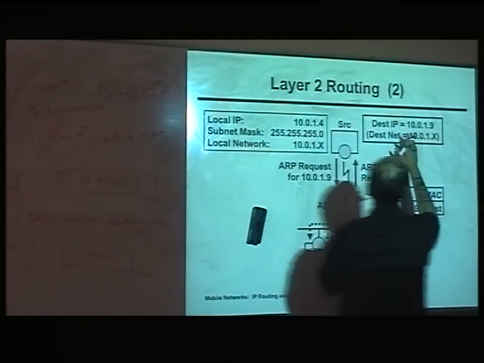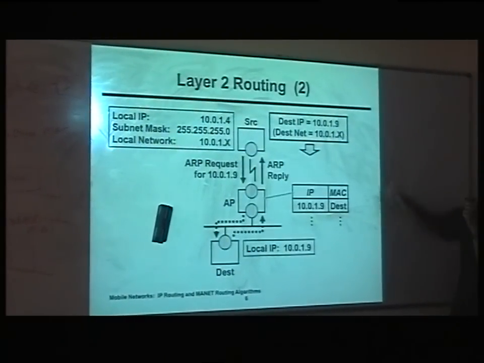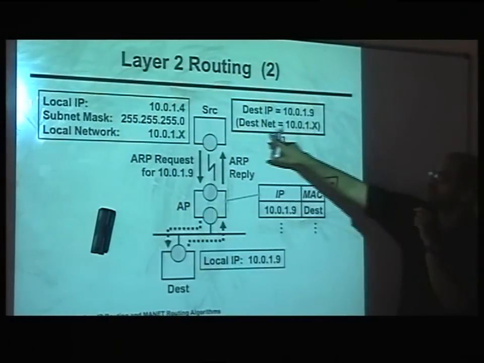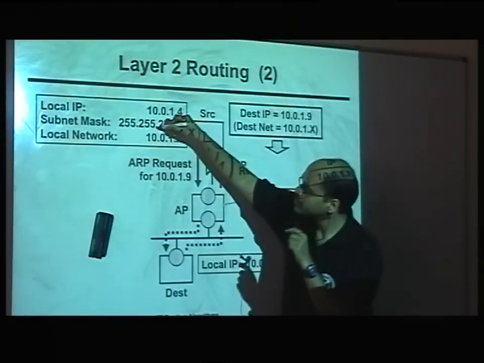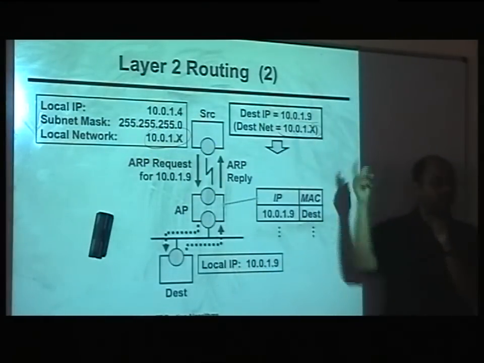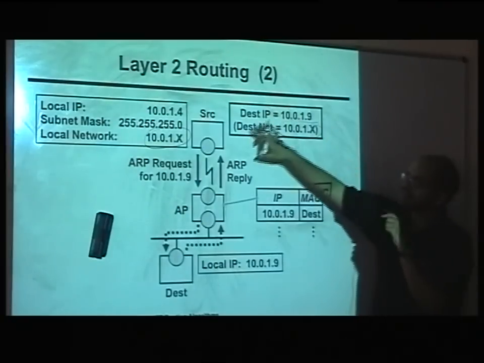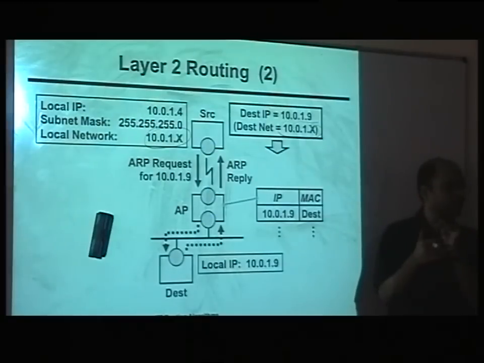So this is the destination IP 10.0.1.9. You can find out the network address of this IP, which is 10.0.1.x. This is the same as this one, right? You need to focus here and here. Both of them are in the same subnet, or the same network, so you know that you don't need to do layer 3 routing. You can do it with layer 2.